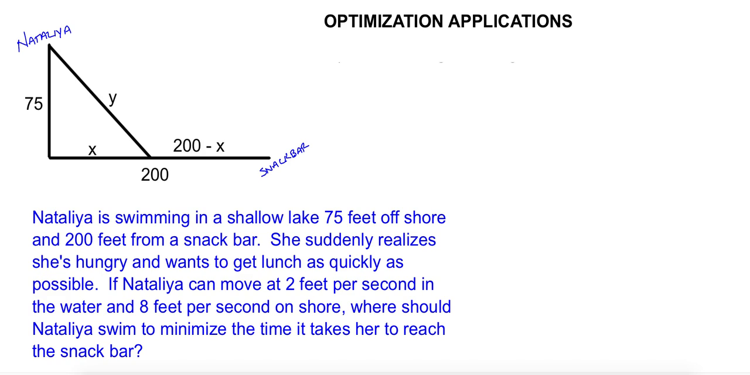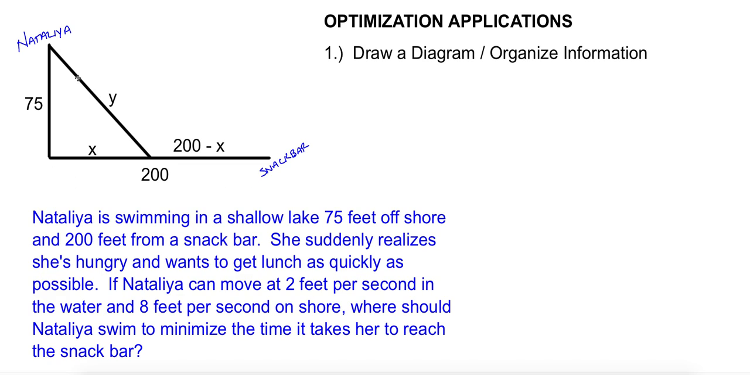Okay, so before we go through it, let's talk about the process. The first thing we always have to do in an optimization application is draw a diagram and organize our information. In this case, the diagram is given to us, but let's make sure we understand where everything comes from. So the 75 is the 75 feet offshore. She's 200 feet away from the snack bar along the shoreline here.